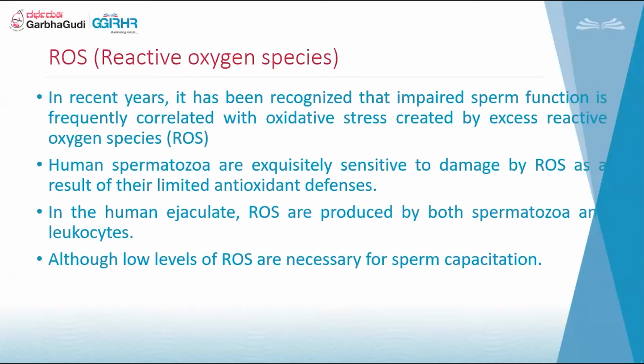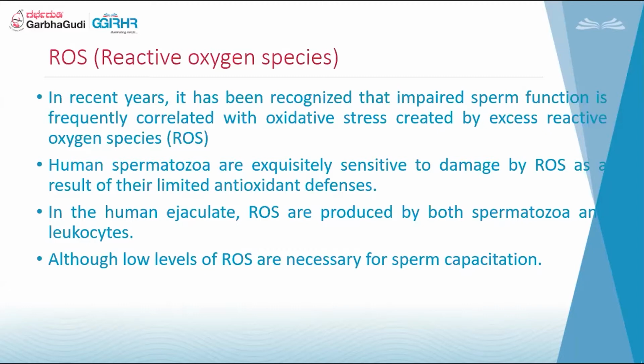Next, what is this ROS, reactive oxygen species? Please concentrate on the PPT properly. The MCQs are based on it, and I'm sure you have to pay attention to this. It has been recognized that impaired sperm function is frequently correlated to oxidative stress. As I said, there's excess reactive oxygen species, so if there is more oxidative stress, that could impair the sperm function. Human spermatozoa are exceptionally sensitive to damage by ROS as a result of limited antioxidant defense.